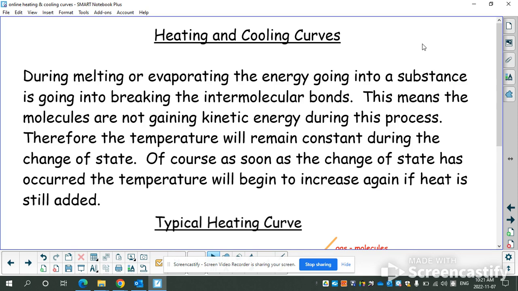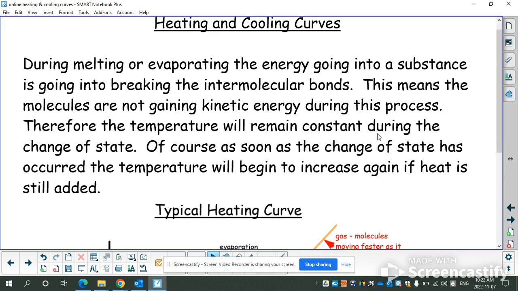During the melting or the evaporation, remember the energy is going to go into breaking the intermolecular bonds. We talked about this yesterday and calculated this using the latent heat of fusion and vaporization. That means that at that point, when it is actually breaking bonds, instead of the heat causing the molecules to move faster because they gain kinetic energy, instead the temperature will remain constant during that change of state. And that is because during that change of state, the heat you're adding is going to break the bonds. Of course, as soon as the change of state is finished and everything has melted or evaporated, then the heat will cause a temperature change again.